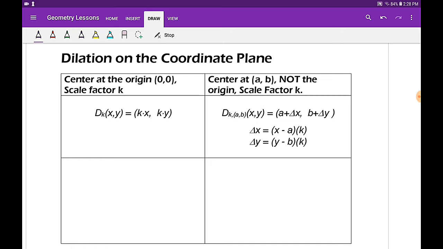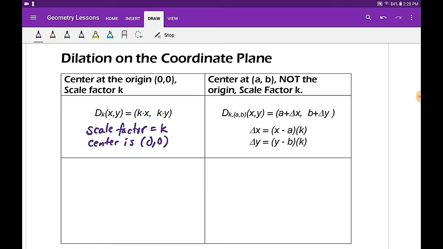So the scale factor is k. Well, the center is not indicated in the rule. The center is at 0, 0, or the origin. So it's easy when the center is at the origin. The coordinates of each point in the figure being dilated is just multiplied by whatever is the scale factor. I'll give an example later.